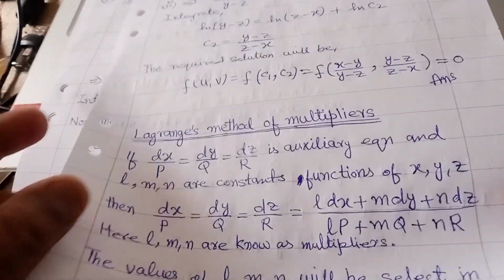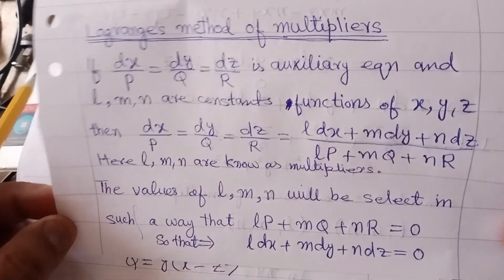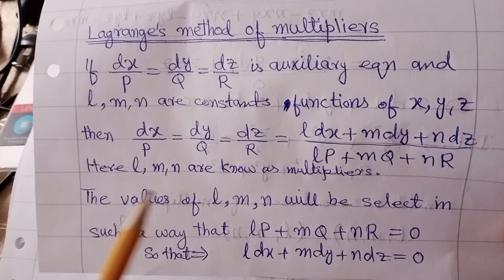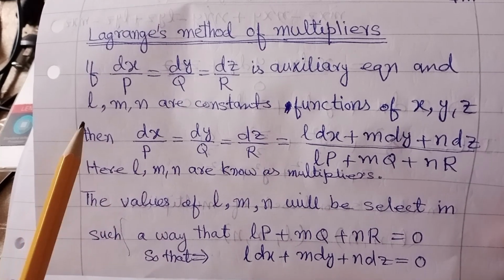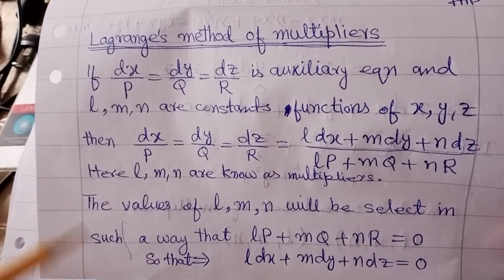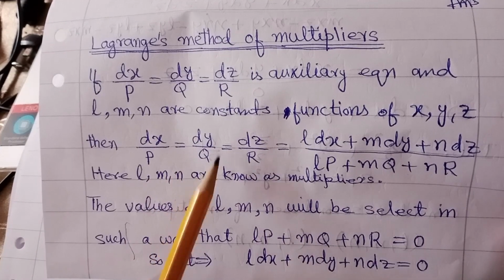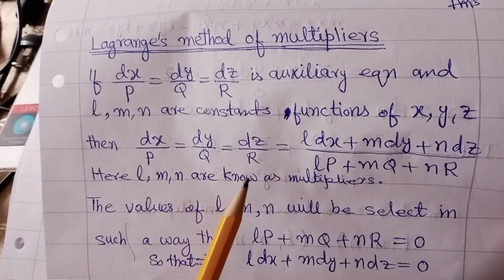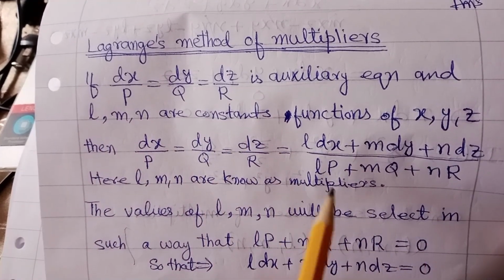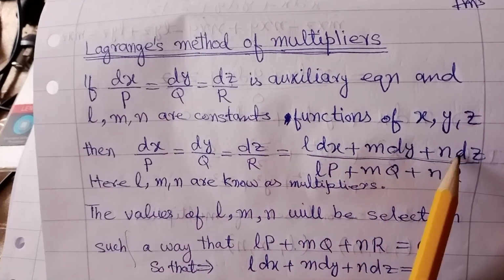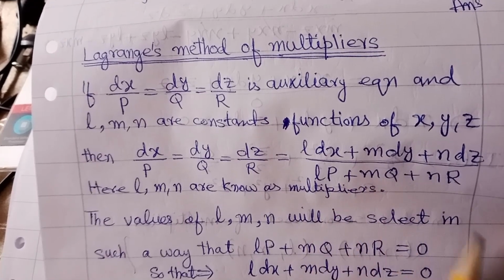But here we need some kind of multipliers. For the multipliers we use different conditions. For example, sometimes we apply constant functions, for example l, m, and n, or functions of x, y and z. Then dx upon P is equal to dy upon Q is equal to dz upon R can be written, when we have multipliers l, m, and n, as l dx plus m dy plus n dz upon lP plus mQ plus nR, so that this denominator must be equal to 0.